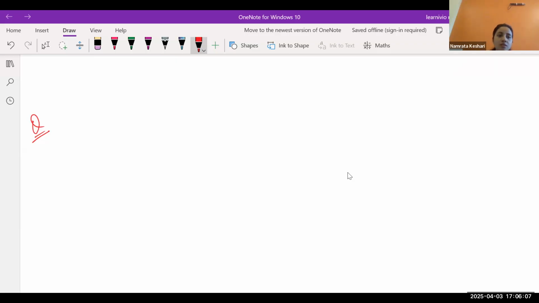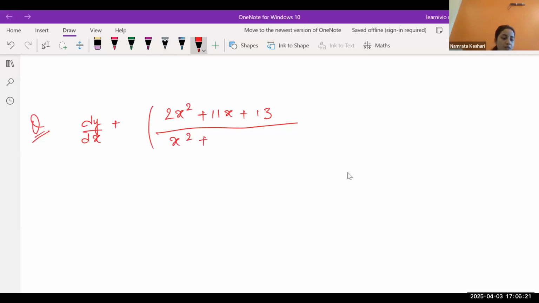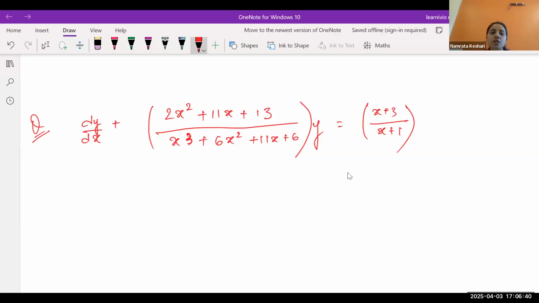Okay, so this is the differential equation: dy/dx plus (2x square plus 11x plus 13) over (x cube plus 6x square plus 11x plus 6) times y is equal to (x plus 3) by (x plus 1). Okay, so this is our differential equation. We have to find the solution first, and then we have to find y of 1. So let's do till solution, how to find the solution over here.